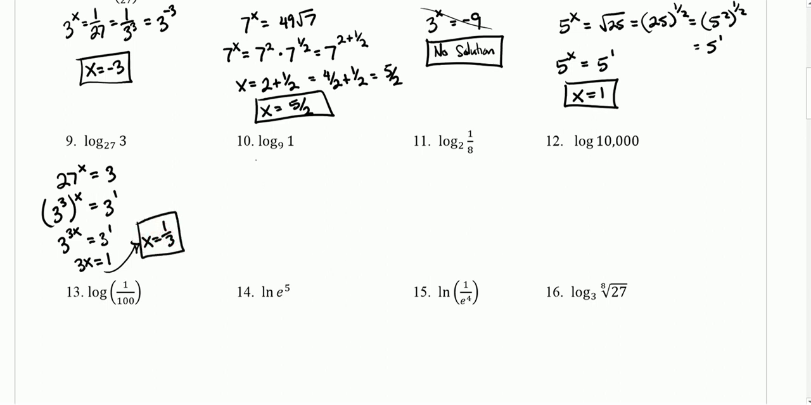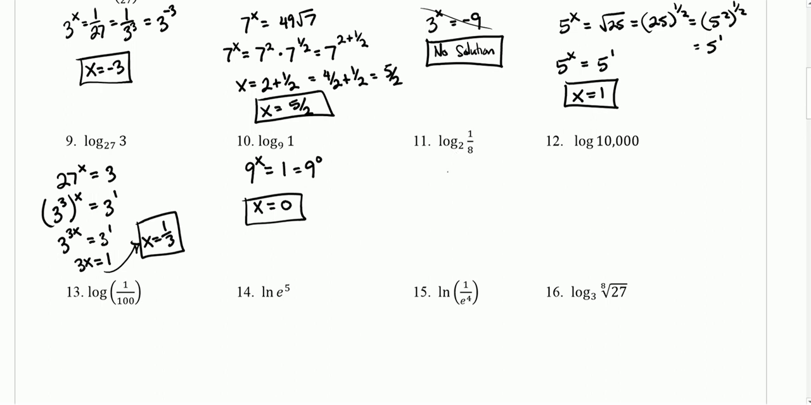Number 10, log base 9 of 1 is asking the question, 9 to what power is 1? Anything to the power of 0 is equal to 1. So this is equal to 9 to the power of 0, so x is 0.